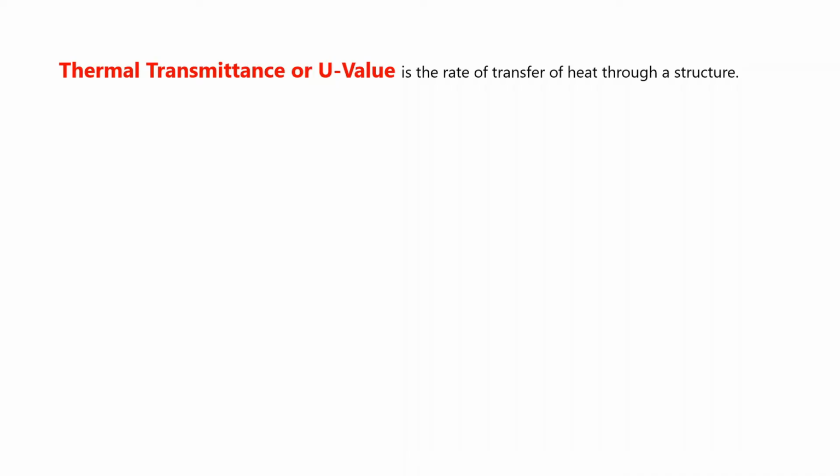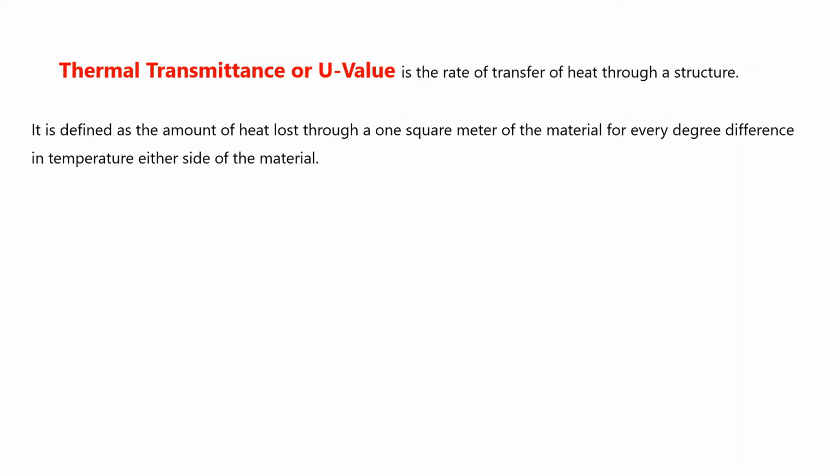Thermal transmittance or U value is the rate of transfer of heat through a structure. It is defined as the amount of heat lost through 1 square meter of the material for every degree difference in temperature either side of the material. Its unit is watt per meter square Kelvin.